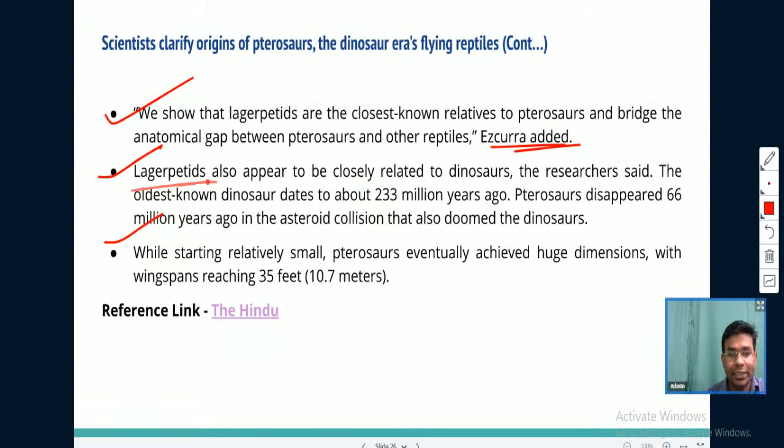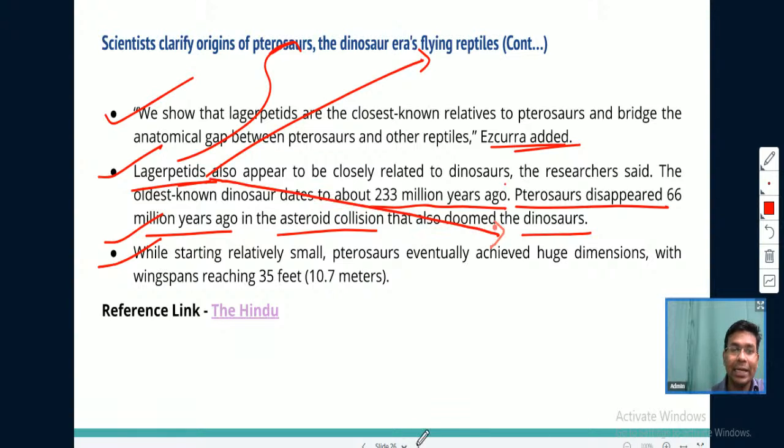Lagerpetids were the precursor or predecessor of pterosaurs. Lagerpetids also appear to be closely related to dinosaurs. The oldest known dinosaur dates to about 233 million years ago. Then pterosaurs disappeared 66 million years ago in the asteroid collision that also doomed the dinosaurs. There are different interpretations made by scientists related to the origin of pterosaurs, dinosaurs, and Lagerpetids. It is very important that Lagerpetids came first, then came the dinosaurs and pterosaurs. Pterosaurs were the flying species, dinosaurs were the land dwelling species that remained on the land.